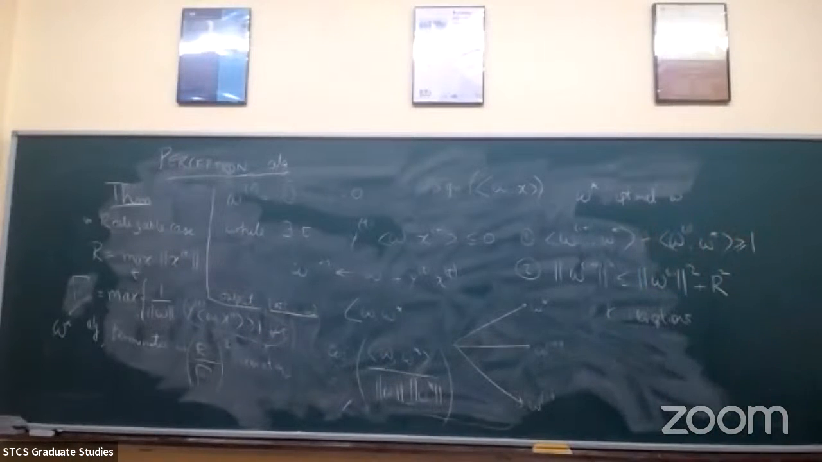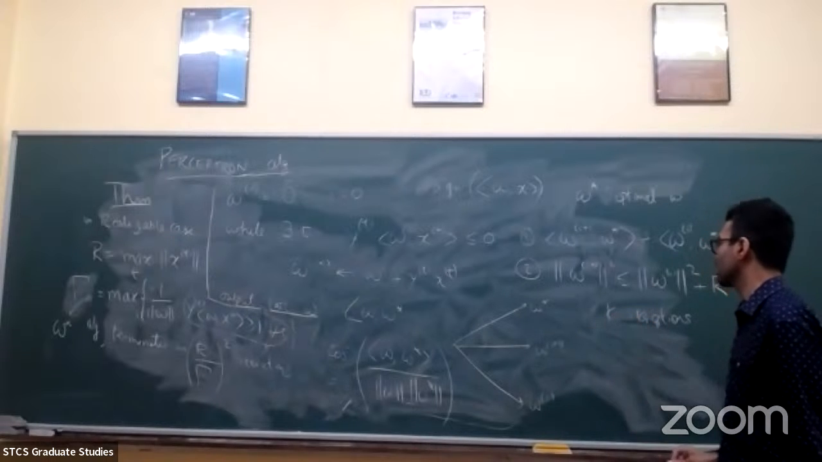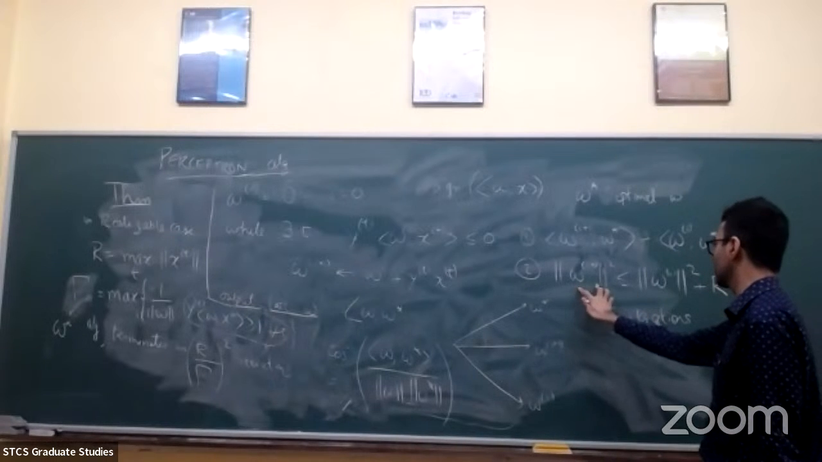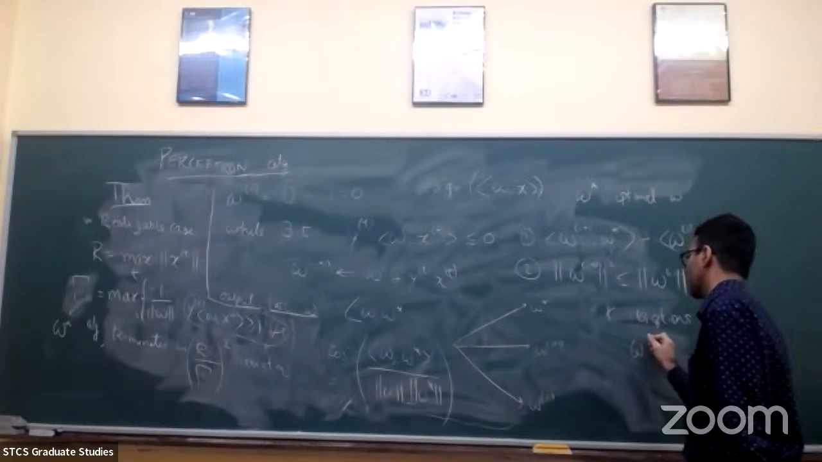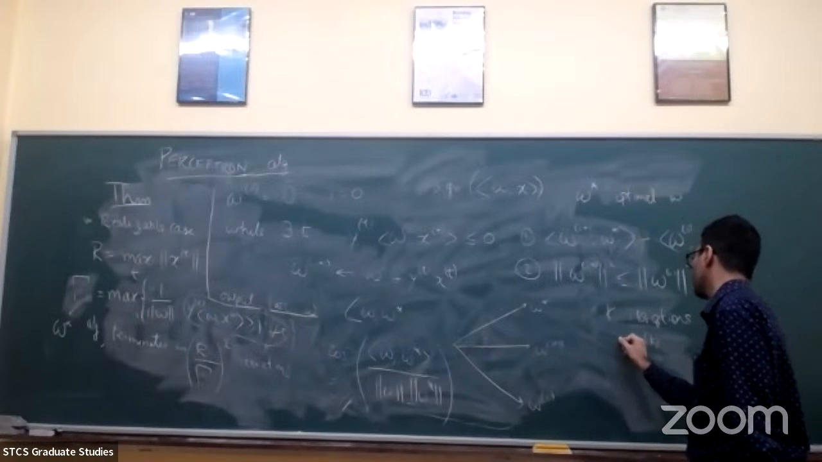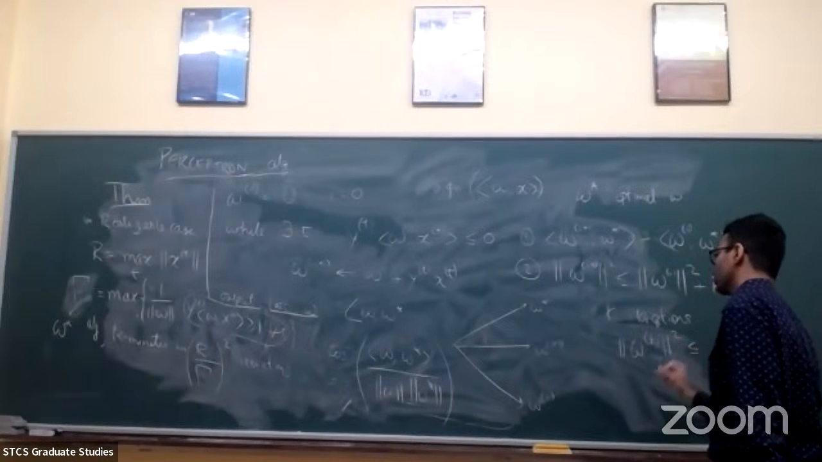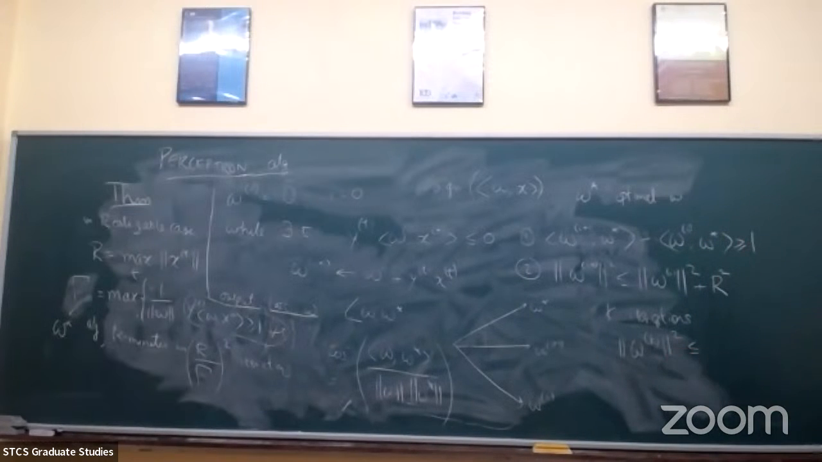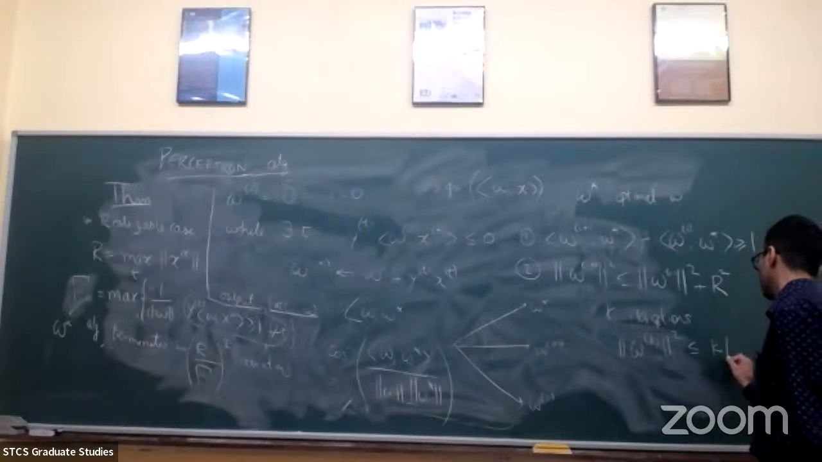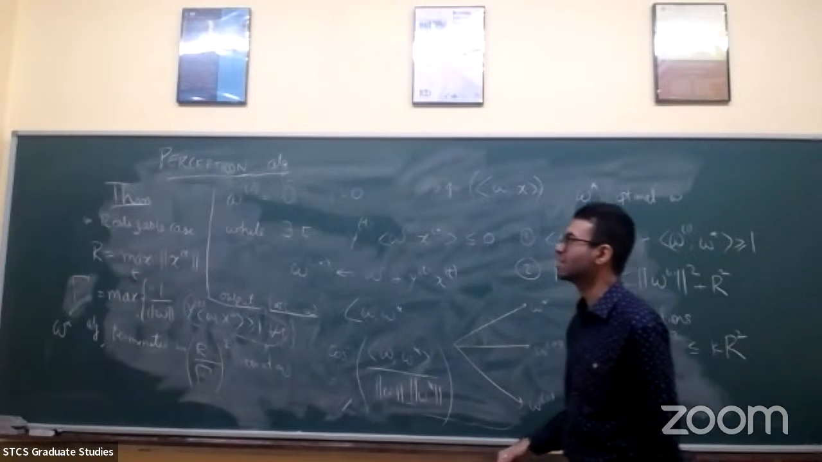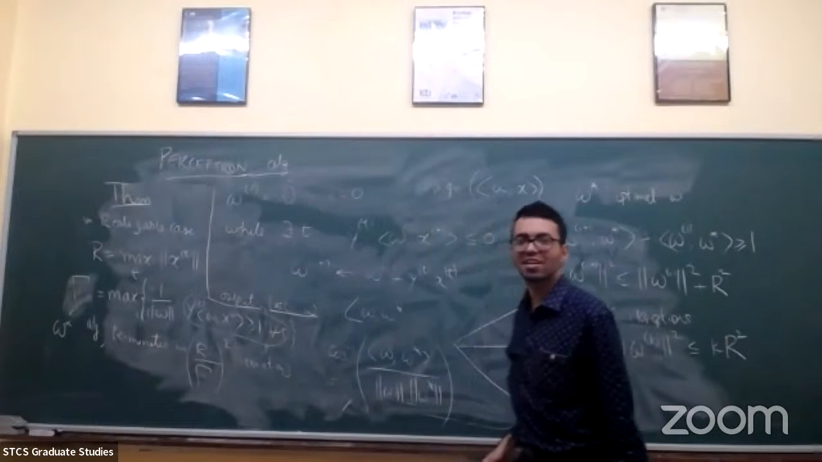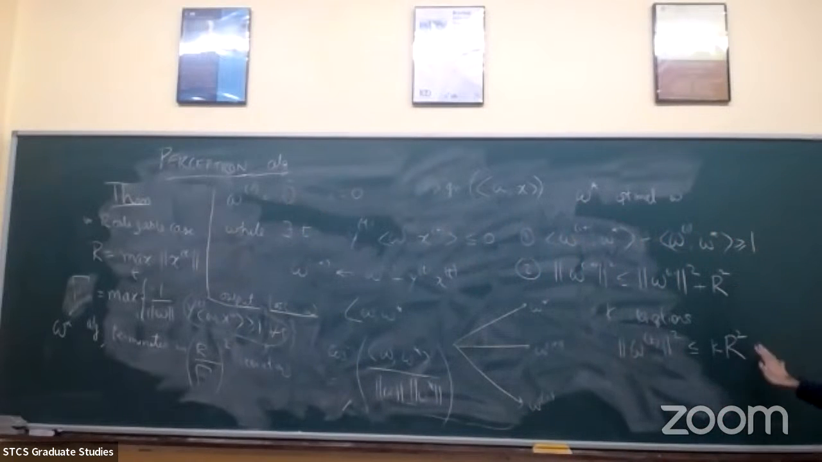Then what has happened? What is the norm of W after K iterations? This is at most what? K times R square. Because initially it was 0, and every time I increase it by at most R square, so it was K times R square. Good.